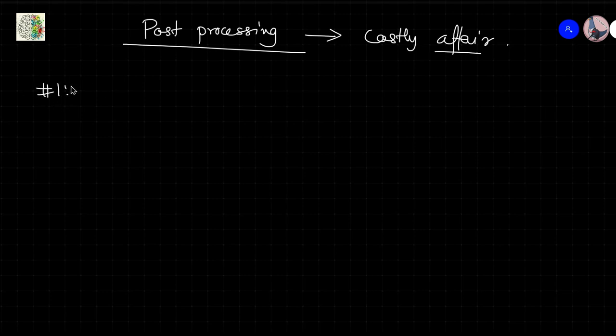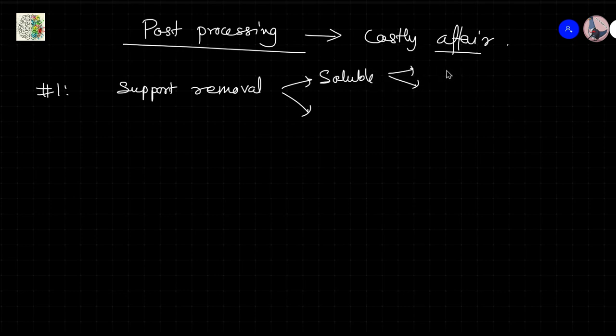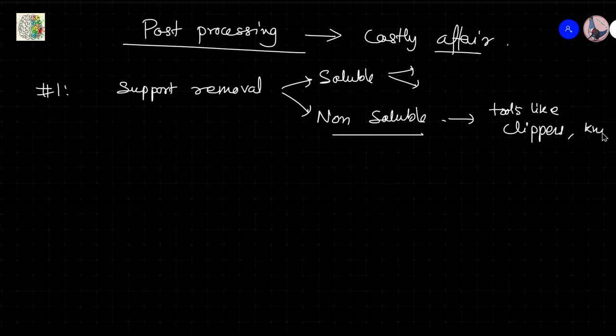Now, one can be direct support removal. The support removal can be of two types. Either it is soluble, like I just told you with PVA and ABS: one was soluble in D-limonene, another was soluble in water. Or it is non-soluble. If it is non-soluble, then you will use tools like a clipper, knife, etc., and you will cut away this support material. Okay, as simple as that. There is no rocket science behind this.